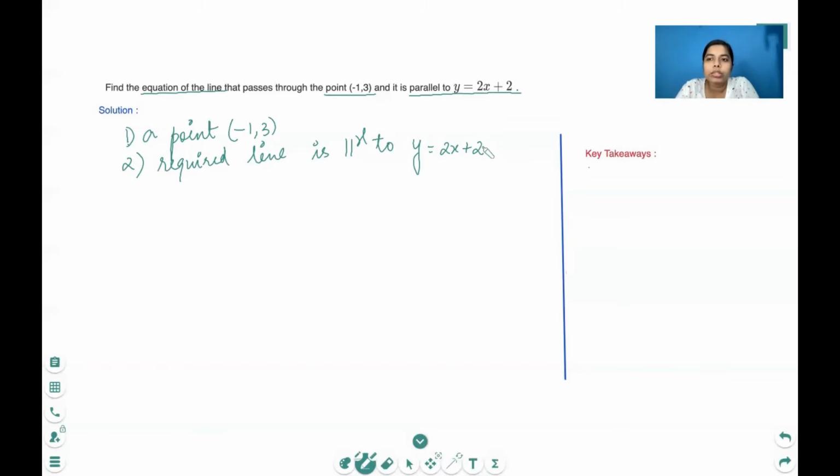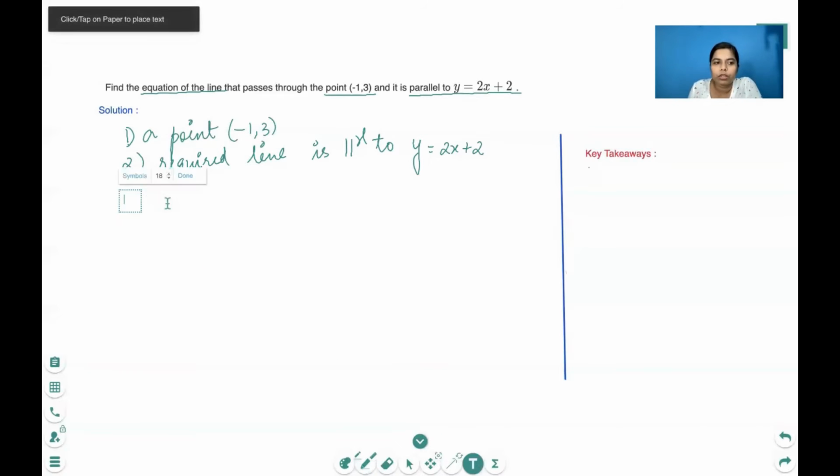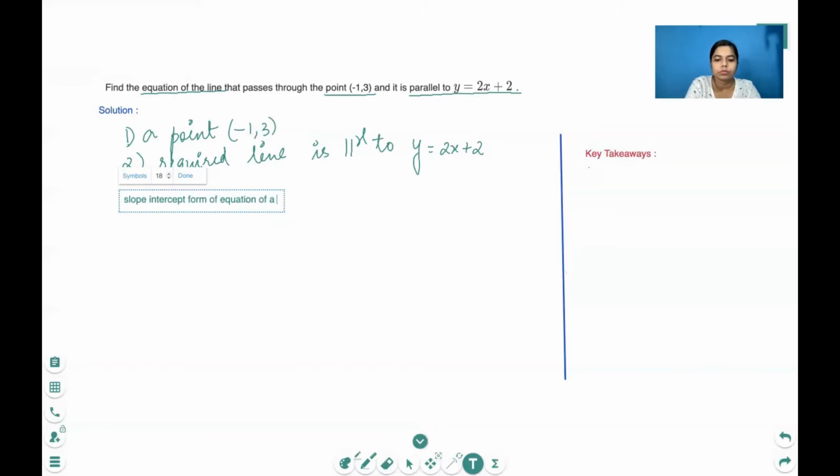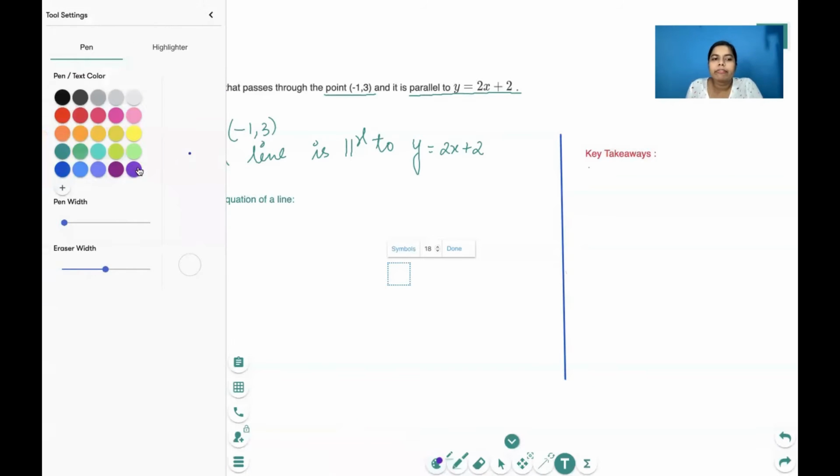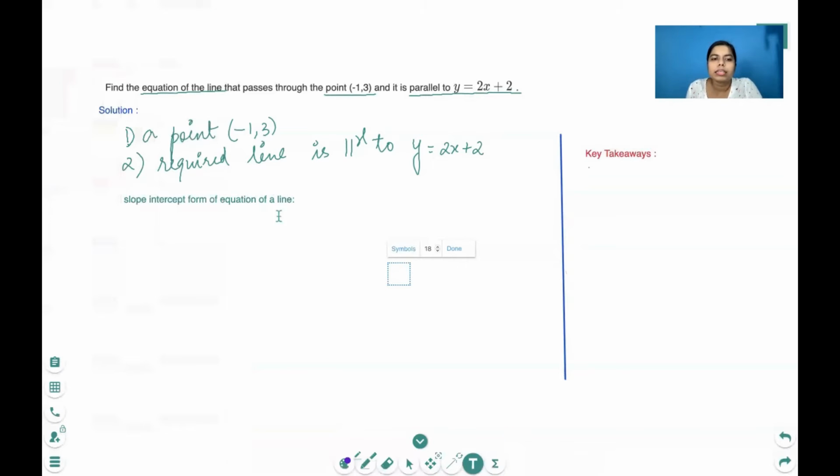Now we know which information we have, and we'll try to find the equation of the line. Before we get into that, we need to decide which form of equation of a line we would be using. I'm going to use the easiest form, that is the slope-intercept form. So what is the slope-intercept form of a line? It is given as y equals mx plus c.